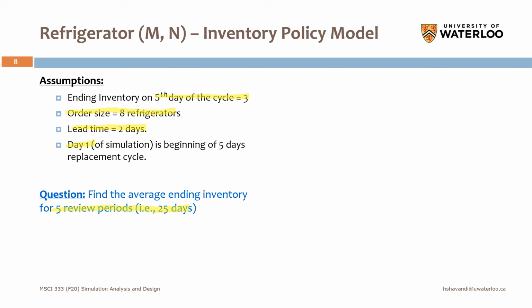okay? But if we want to somehow optimize the values for m and n, then we can try different values for m and n and obtain the average ending inventory, and the one with a lower average ending inventory will be the better one, right?